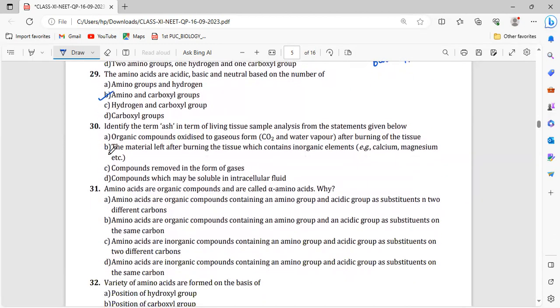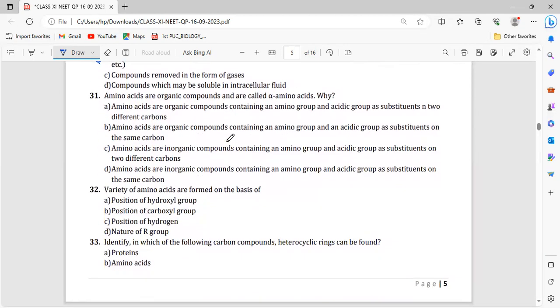Then 30. Identify the term ash in the context of living tissue sample analysis from the statements given below. Ash means that once we get the dry tissue and burn it, all the carbon-containing compounds will evaporate and the inorganic molecules will remain, and that is the ash. It contains inorganic elements like calcium and magnesium. So B is the answer.